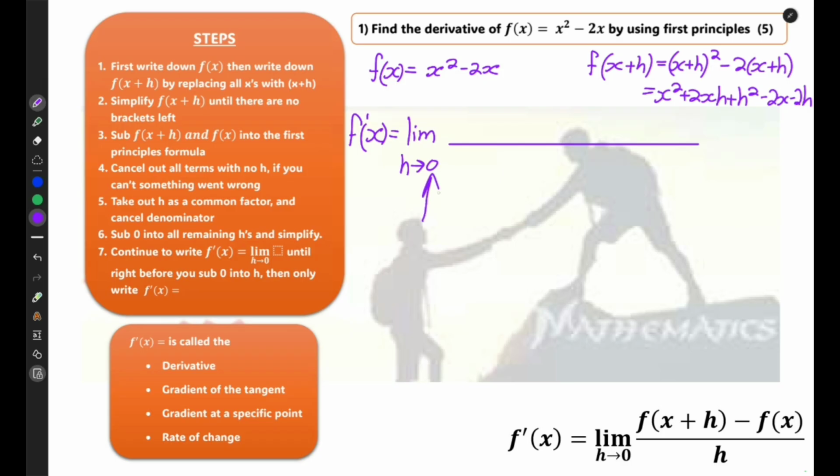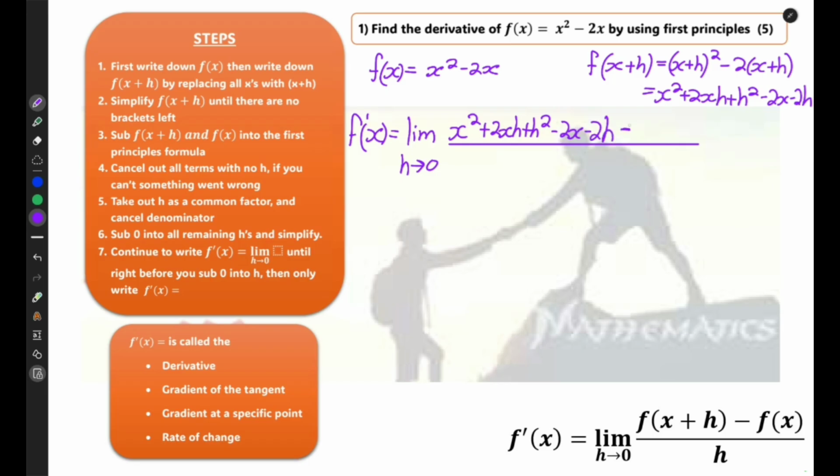So the moment I do not have a denominator as h, I can sub that in. But I'll tell you exactly when that is. But other than that, you don't need to really know what a limit is. Just continue writing it until you use the limit. So I can now sub in my f(x plus h) formula. So x squared plus 2xh plus h squared minus 2x minus 2h.